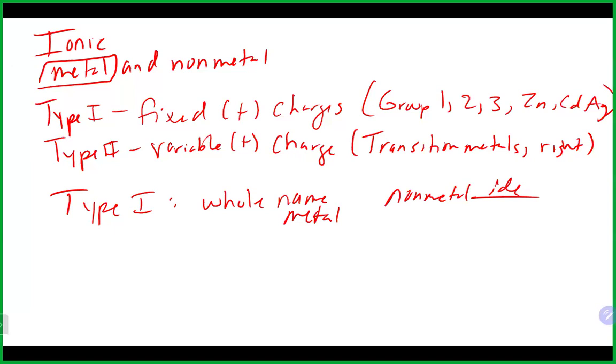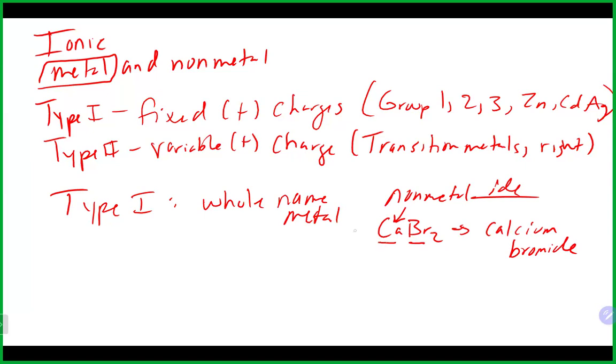For something like CaBr2 that we looked at, this is metal, non-metal, group 2, fixed positive charge, type 1. This would be calcium bromide. Once again, no dibromide here. It doesn't matter in terms of ionic naming how many of the metals or how many of the non-metals you have. We never use prefixes here.